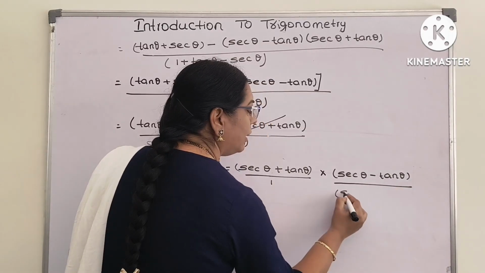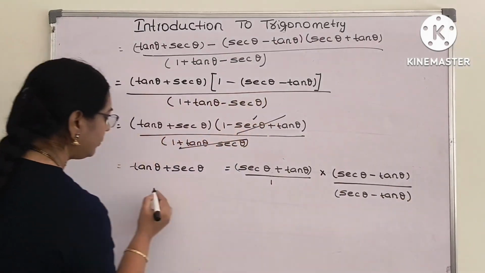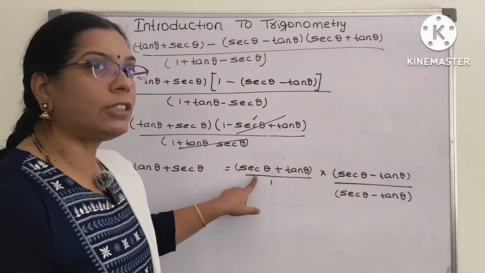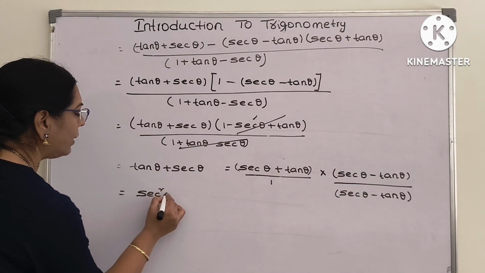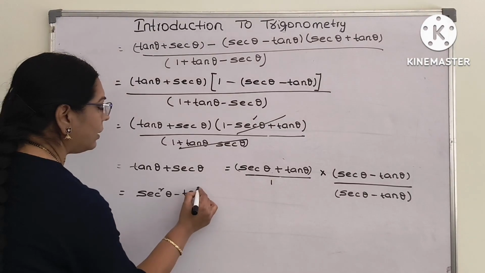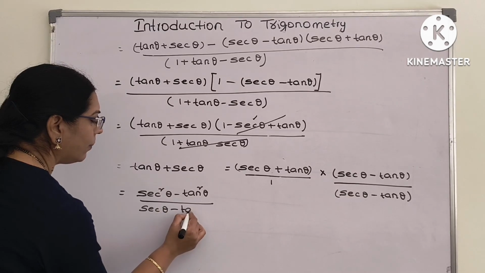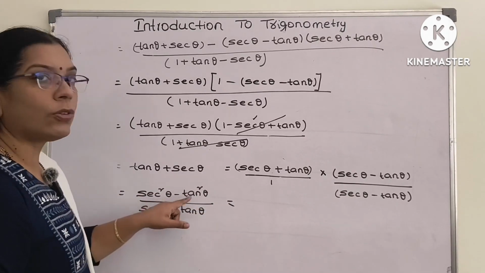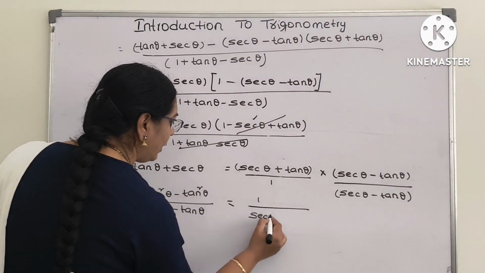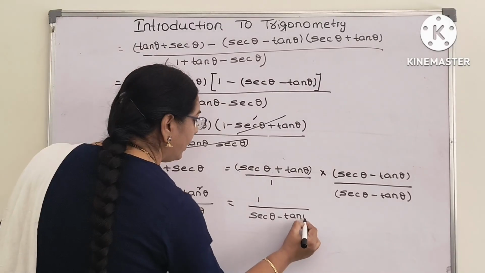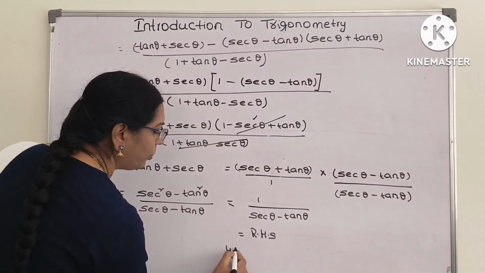Multiply both the numerators and denominators with the same term. And how is the numerator? Numerator is of the form a plus b into a minus b. So I can write this as secant square theta minus tan square theta by secant theta minus tan theta. Now we know that secant square theta minus tan square theta is 1. So I can write this as 1 by secant theta minus tan theta. And this is what I am looking for, which is my RHS, hence proved.